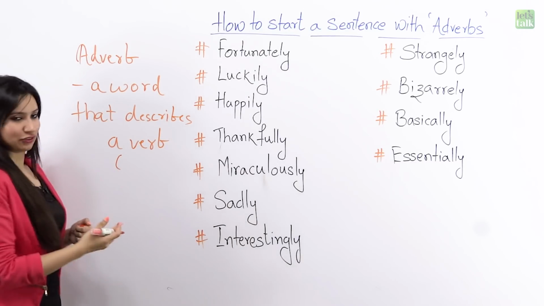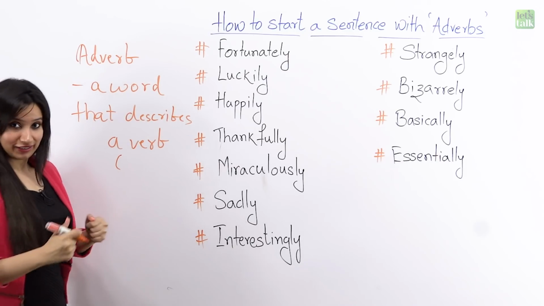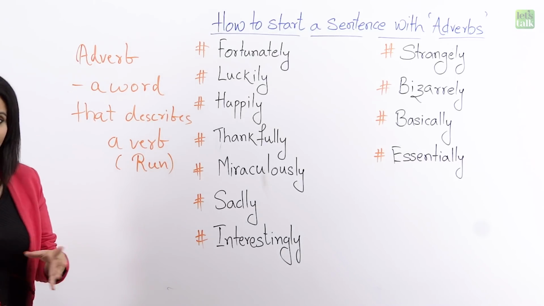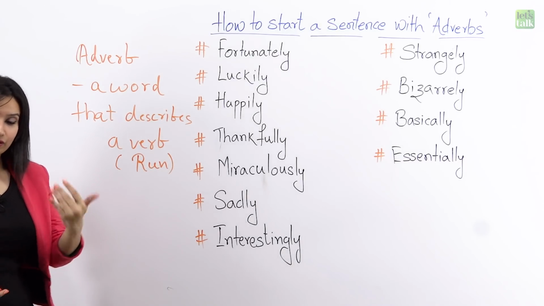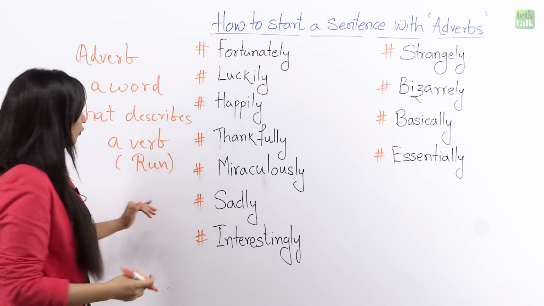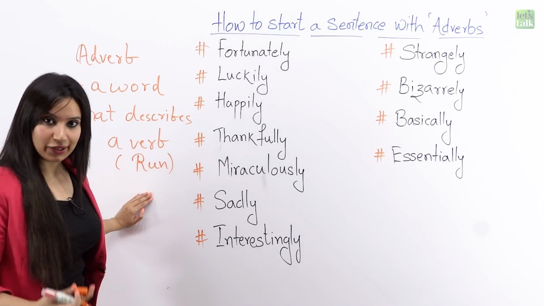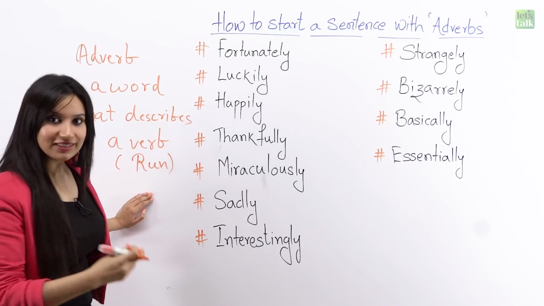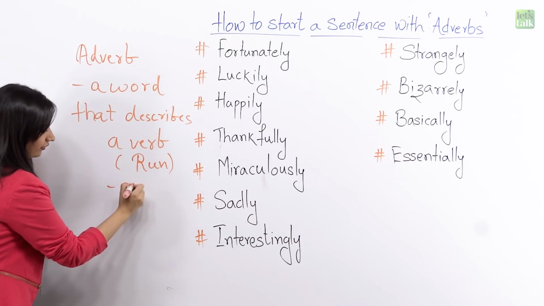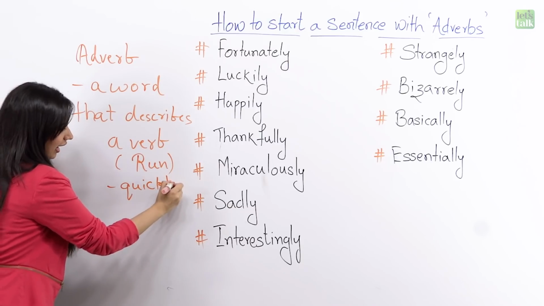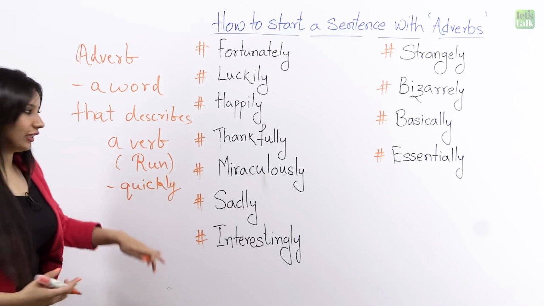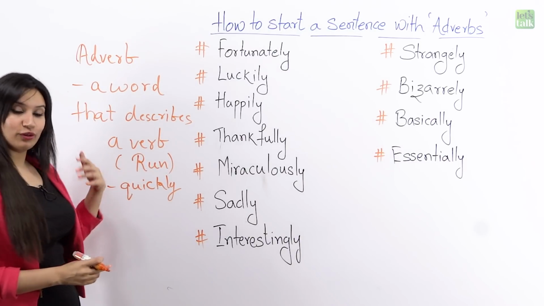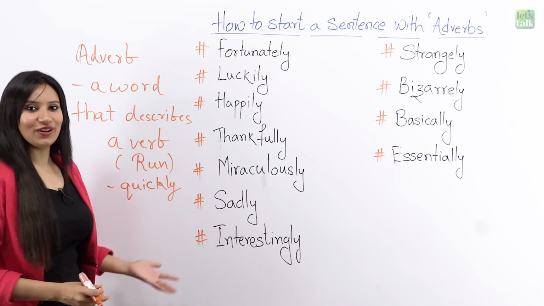You might already know that a verb is an action word. So let's pick up any action for that matter. Let's pick up running. So run, all right? And any word that describes how someone is running, that answers the question how, will be an adverb. So he is running quickly or he runs quickly. So the word quickly answers the question how. How does he run? He runs quickly. So any word that describes a verb or that answers the question how is called an adverb.